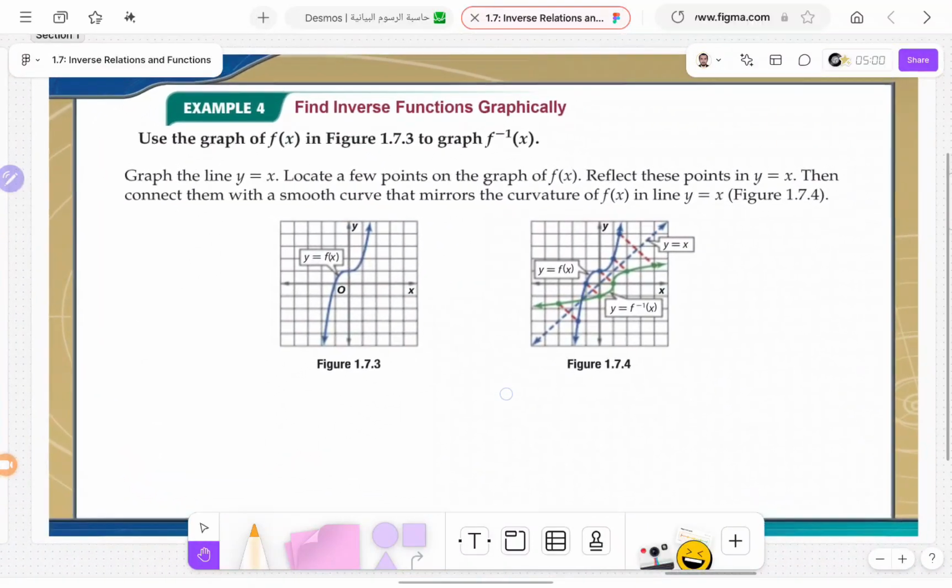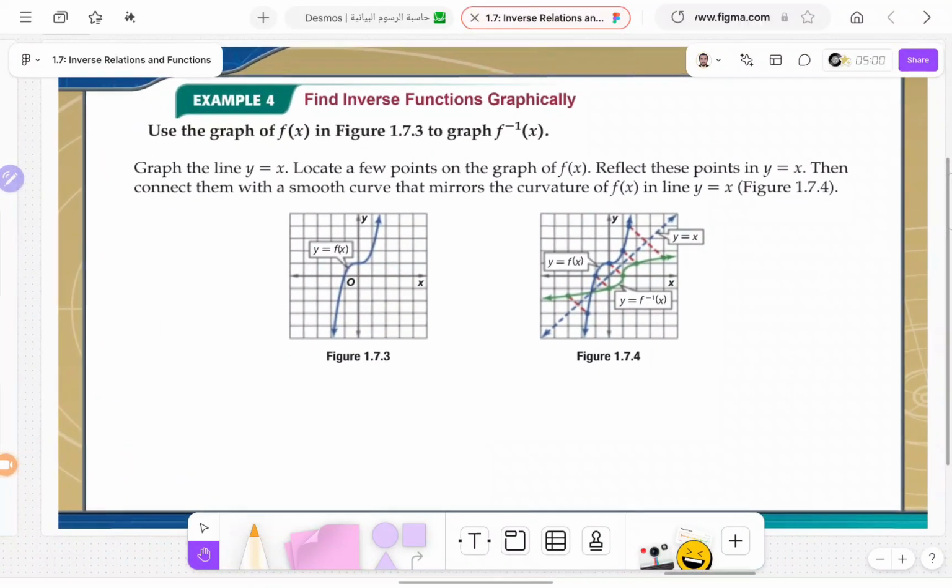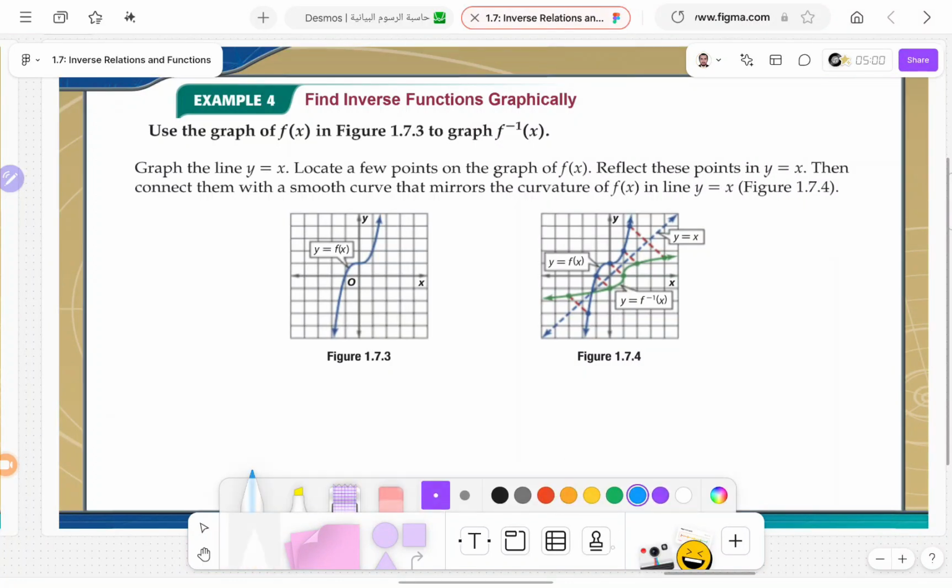Now the last part here is to find the inverse function graphically. How can I find the inverse graphically? To find the inverse graphically, what exactly does the inverse show me? The inverse, if you remember from the previous lessons, I taught you that the inverse is like a mirror.